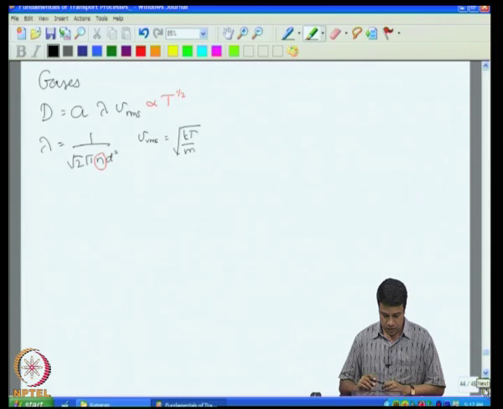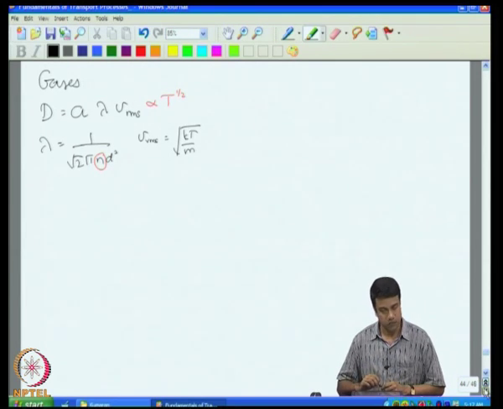Okay. So, in the case of gases, as I said, the Vrms is proportional to the square root of the temperature. The mean free path is independent of the square root of temperature. It changes only with the number density of molecules. So, the diffusion coefficient goes as the temperature to the half. Okay.